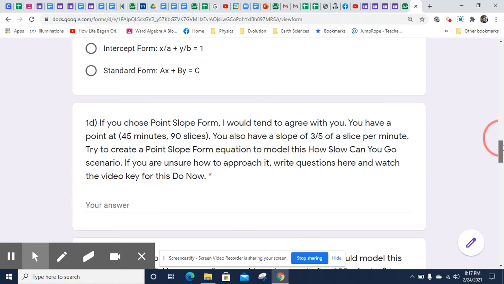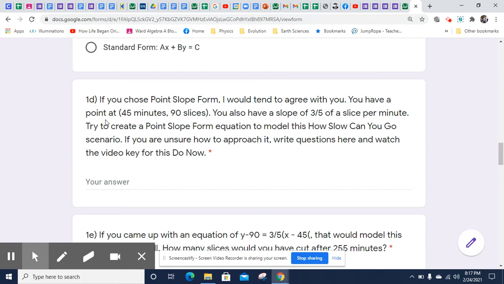So if you chose point slope form, I would tend to agree with you. You have a point at 45 minutes, 90 slices, and you also have a slope of 3/5 of a slice per minute. So we're going to try this. There's the general equation for it. Our slope, replace m with 3/5, and the x value of this point is 45 minutes. Time is usually the x, and the output is y, and that's 90 slices that depended on those 45 minutes of time. And there's our equation.